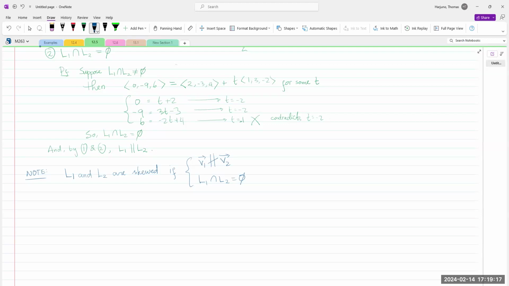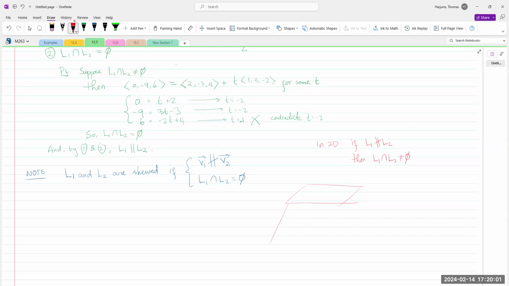Okay, Thomas, what I know is in 2 dimensions, once 2 lines are not parallel, they must intersect. That's true. In 2D, if line 1 is not parallel to line 2, then the intersection is not empty. They must intersect somewhere. Okay? But because we have higher dimension right now, it is possible that you have skewed lines.